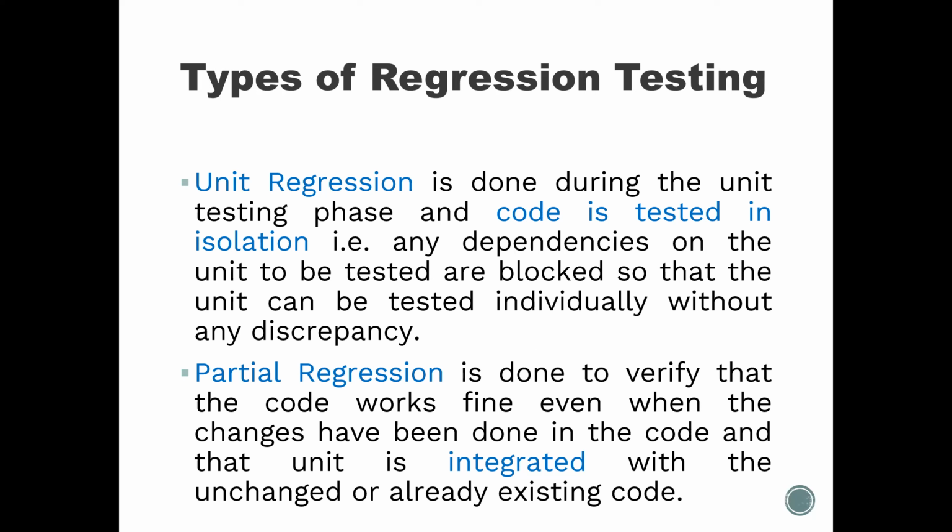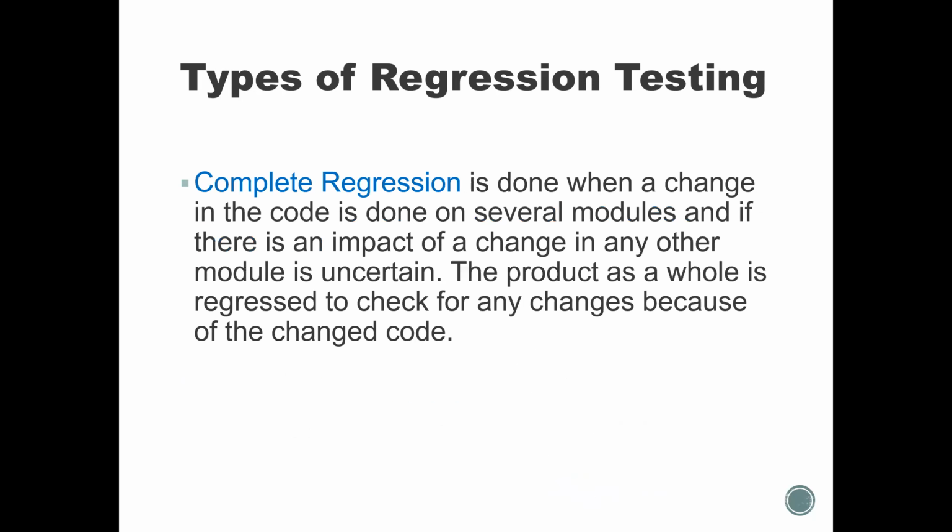Second is partial regression, which is done to verify that the code works fine even when the changes have been done in the code and that unit has now been integrated with the unchanged or already existing code. So once you are done with the unit testing, you are going to perform a partial regression where this code is being integrated. Now you have to see how it is going to work with the unchanged or already existing code.